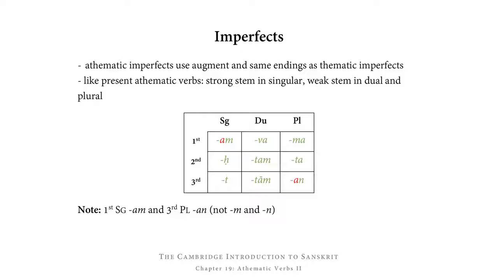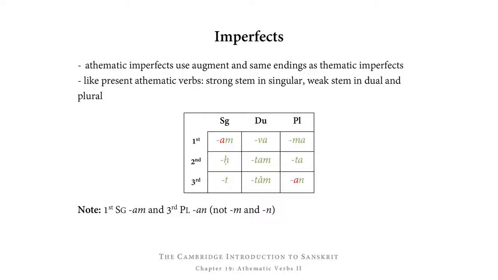And like present a-thematic verbs, the imperfect of a-thematic verbs uses the strong stem in the singular and the weak stem in the dual and plural. Now, as for the endings, there are two small things that we need to note. In the table here, you see the endings that you should already know from, for example, the imperfects of thematic verbs. And in thematic verbs, what we saw was the thematic vowel, a, always preceding those endings. So, for example, we had am, as, at, ava, atam, atam, and so on.